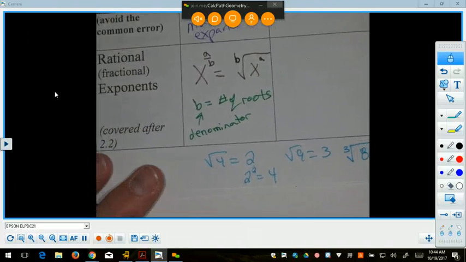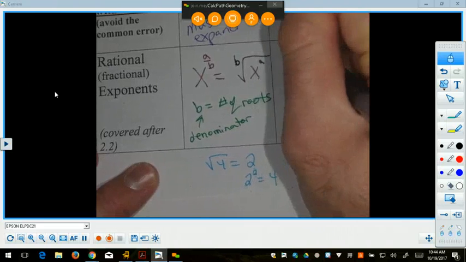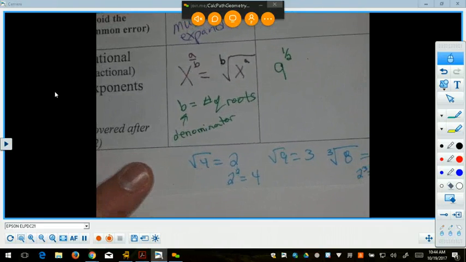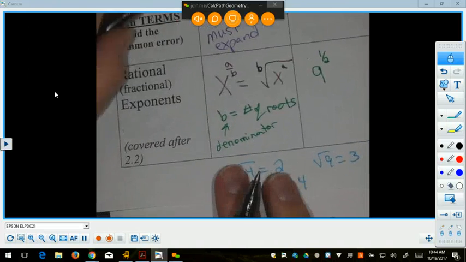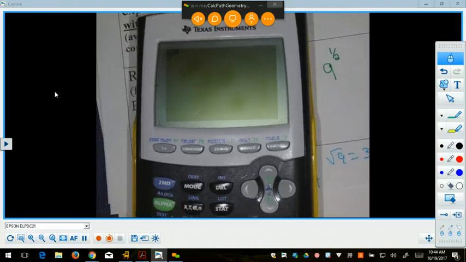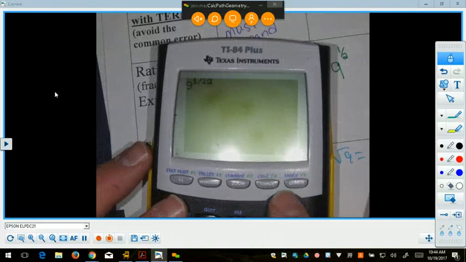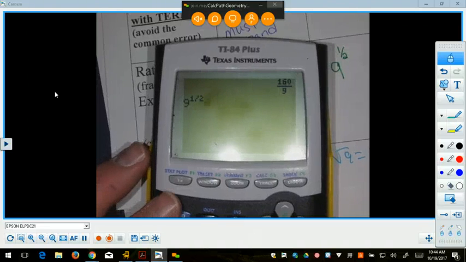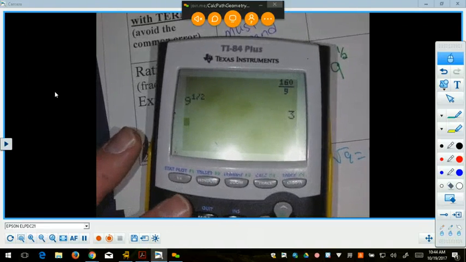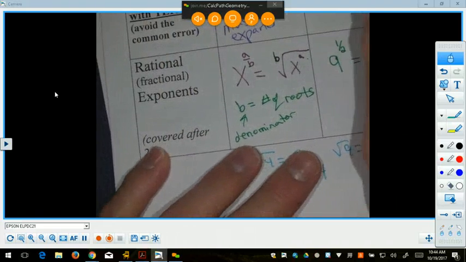So let me give you an example. I have 9 to the 1/2. I'm going to put that in my calculator. 9 caret 1/2. If your calculator doesn't automatically put it in the exponent, then you're going to have to put the 1/2 in parentheses. You're going to get 3.